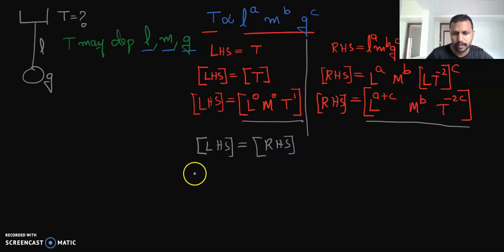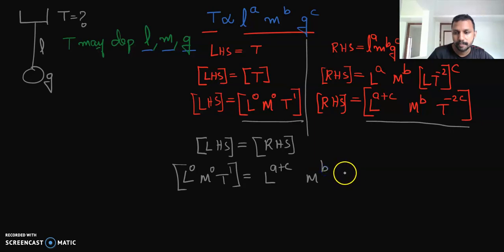What's the dimensional formula of LHS? Let's substitute the value. L raised to 0, M raised to 0, T raised to 1. That should be equal to L raised to A plus C, M raised to B, T raised to minus 2C. We could write like this. That is, if the dimension of LHS is equal to the dimension of RHS, we could write an equation like this.